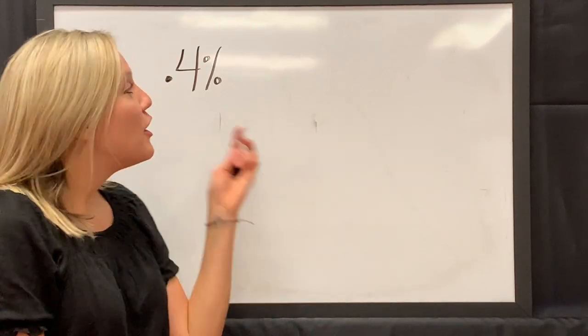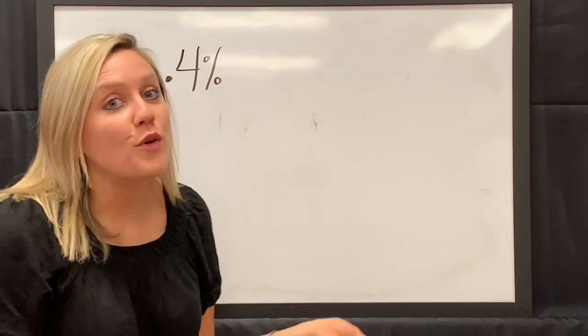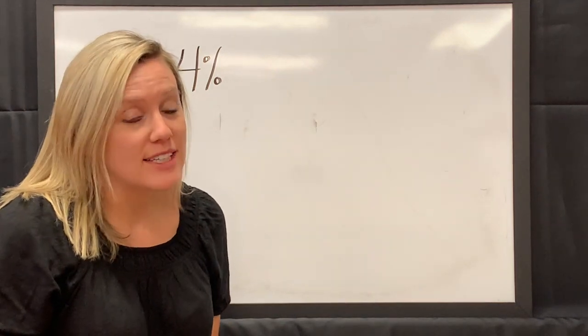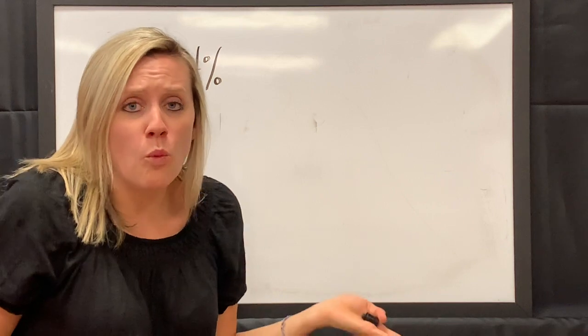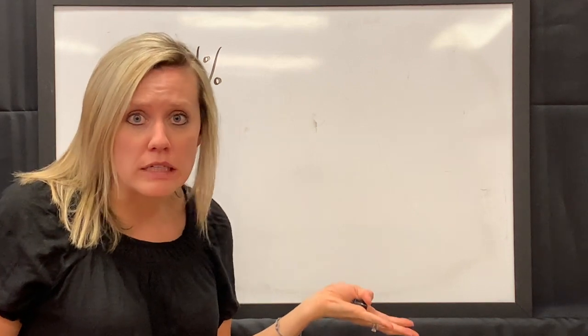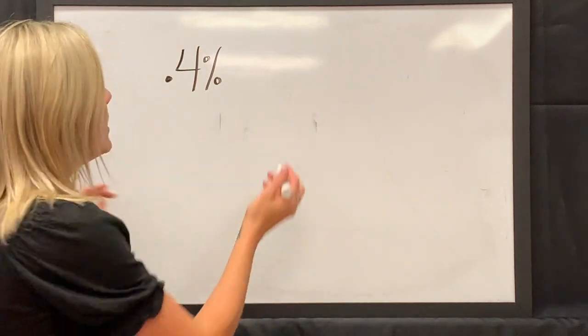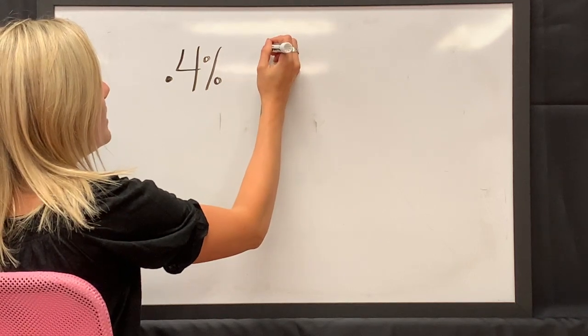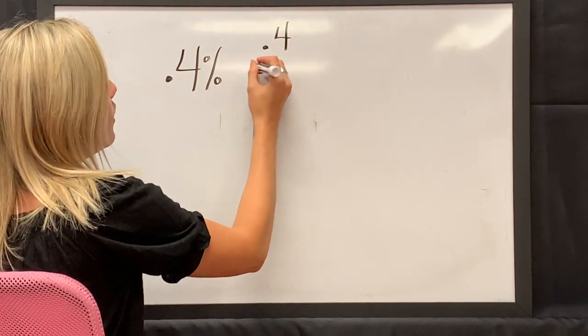Here we go again. Here we have 0.4 or 4/10 of a percent. So this means we didn't even get one question right out of 100. Ooh. Okay, so we are going to write 0.4 over 100.